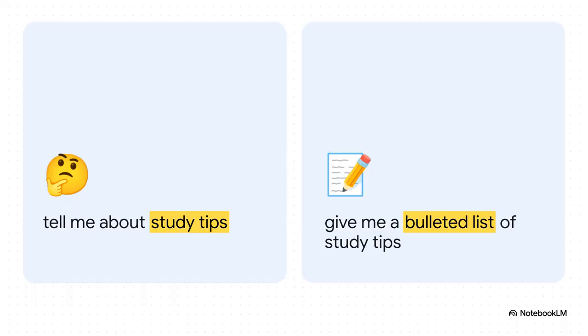And just look at the difference this makes. The prompt on the left, "tell me about study tips," is so vague. It's kind of more of a wish than a command. But the one on the right is a direct order. Just by adding "give me a bulleted list," you've told the AI exactly how to format the output. It's such a tiny change, but it has a huge impact on readability.